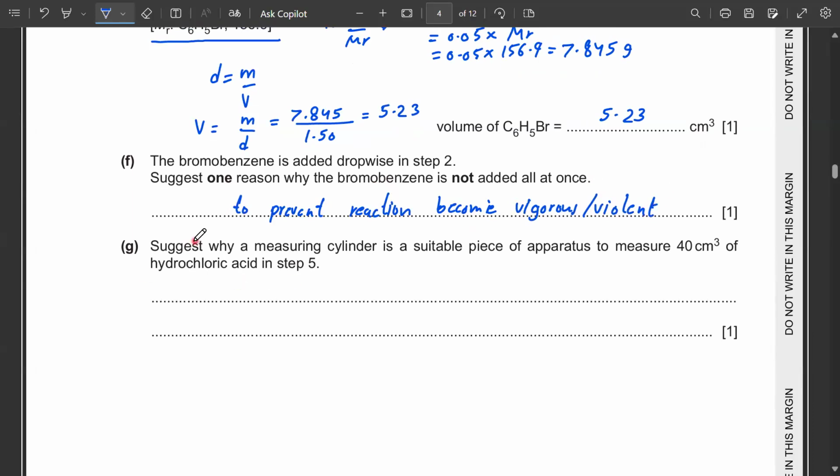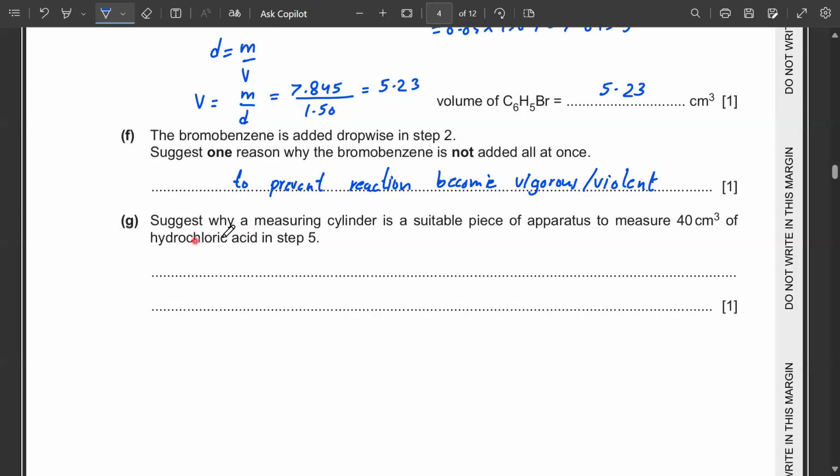Then G says: suggest why a measuring cylinder is a suitable piece of apparatus to measure 40 cm cube of hydrochloric acid in step 5. Why do we need to use the measuring cylinder to measure HCl? Now, do you remember the different apparatuses used in O levels to measure the volume? Pipette, burette.